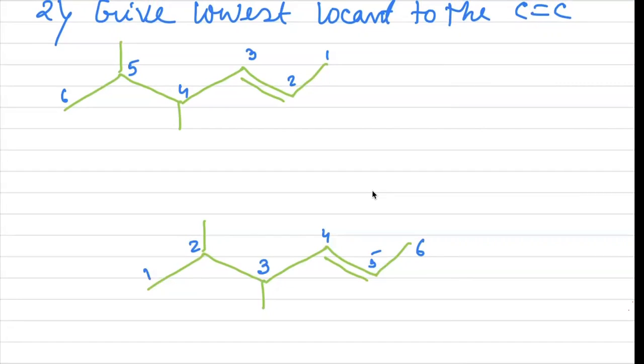So here you can see in the first example, the carbon double bond carbon is present between the second and third carbon atom. And here the carbon double bond carbon is present at the 4th and 5th carbon atom. So this numbering is wrong. This numbering is right. Clear? You have to give the lowest set of locants to the carbon double bond carbon or carbon triple bond carbon. Clear?